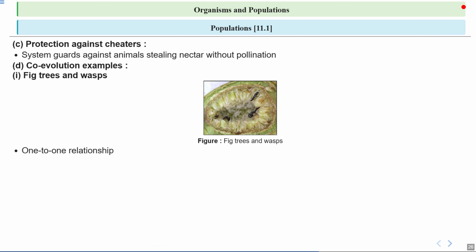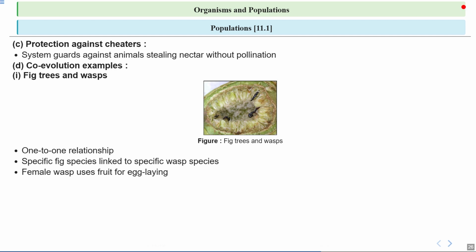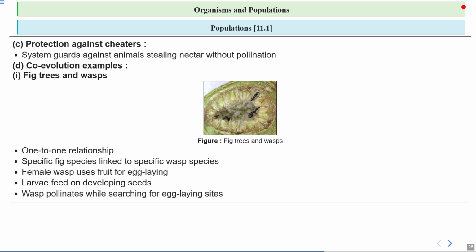This is an example of co-evolution. Both are getting benefit here. This is a one-to-one relationship. Specific fig species are linked to specific wasp species. Here the female wasp uses the fruit for laying the eggs. So the wasp is getting a place to lay the eggs, and the larva also feeds on the fig seeds. The larva feeds on the developing seeds, and the wasp in return pollinates the fig plant.